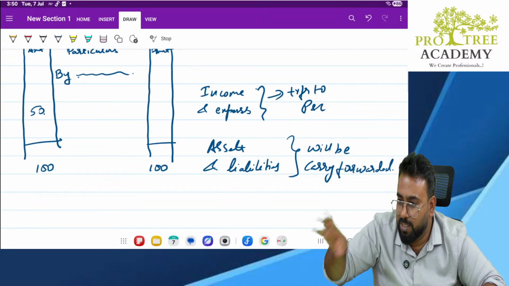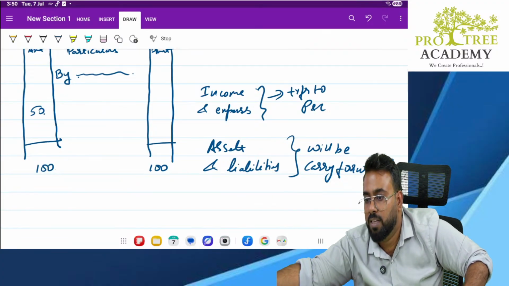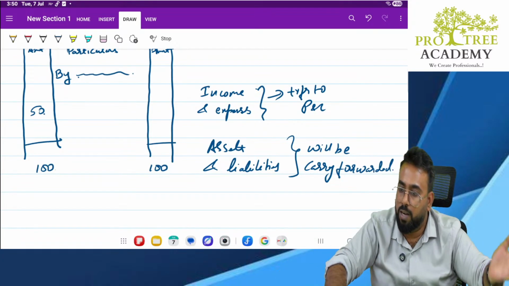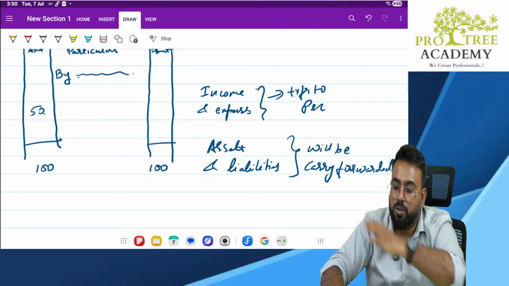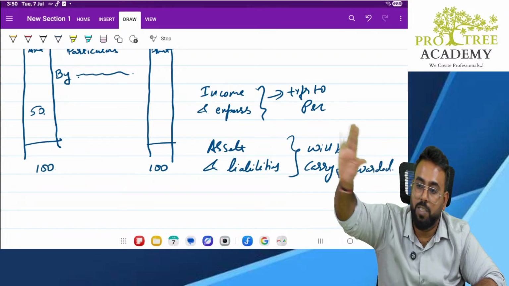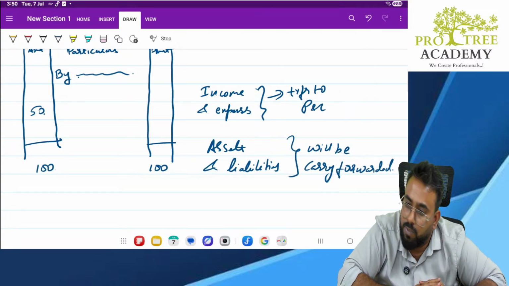Correct or no? In the similar way, in books also, the furniture should come to the next year. In business, just as in real life the furniture is coming to the next year, in books also it should come to the next year. Correct or no? So that is why assets and liabilities will be carry forwarded, income and expense will be closed and transferred to P&L account. Clear? Everybody is following?